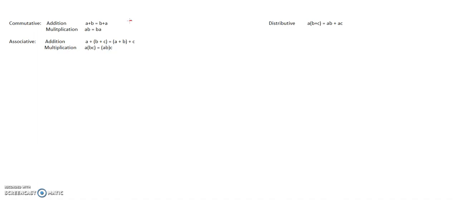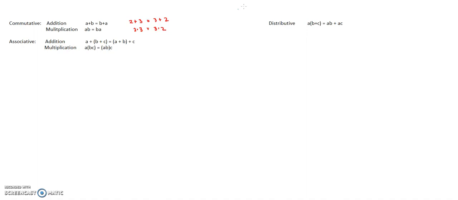So for example, 2 plus 3 is the same as 3 plus 2. And 2 times 3 is the same as 3 times 2. So we can move these things around. The order doesn't matter for addition and multiplication.